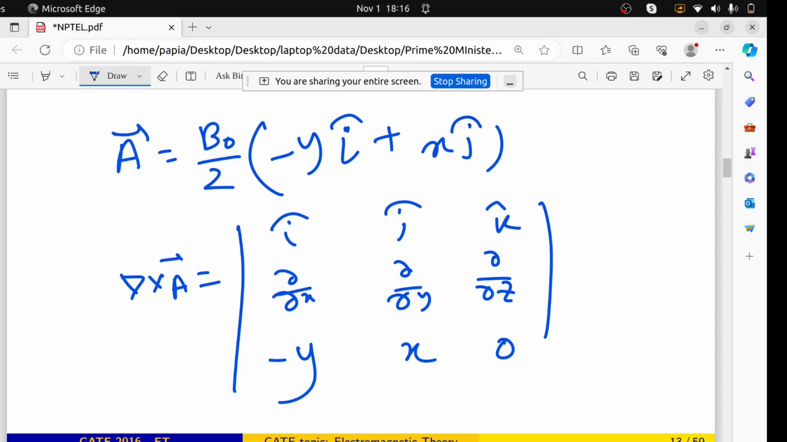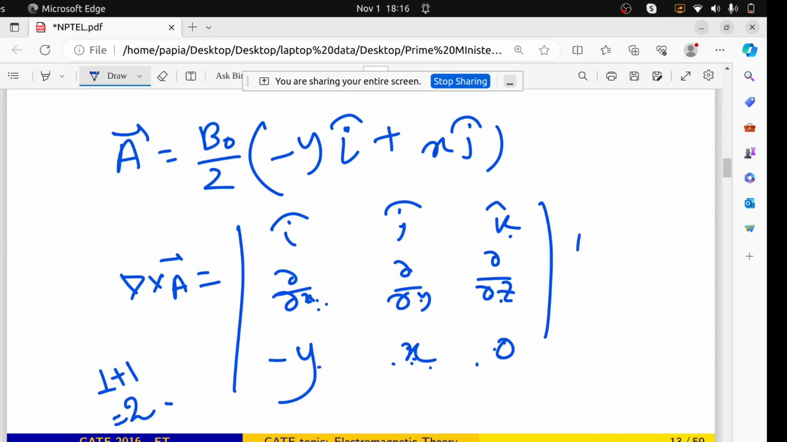You can see here, for i cap, if I do this one, that will be 0, minus this one, that will also be 0. Fine. Now j cap, for j cap this one will be 0, this one will also be 0. Now for k cap will be what? This one will give 1, because del by del x of x is 1. Now coming to minus of del by del y of minus y, that is also giving us 1. So as a whole it is giving 2. Right? So if I just do the determinant, then it will give us 2.